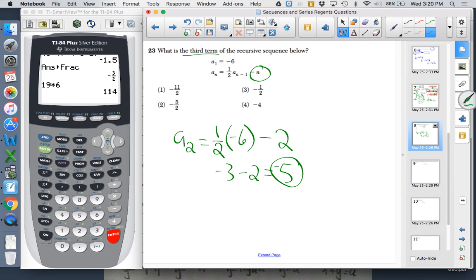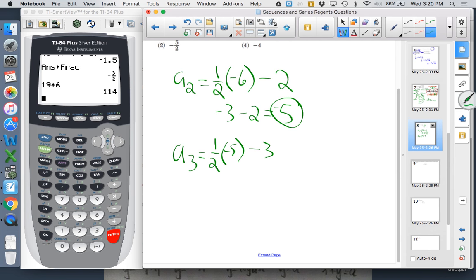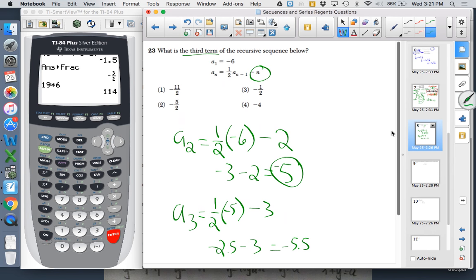That's my second term. Now to find my third, I do half of the previous term, and I subtract the number of the term, which is 3. Well, half of negative 5 is negative 2.5, and minus 3, that'll get me to negative 5.5, which would be, as a fraction, negative 11 over 2.